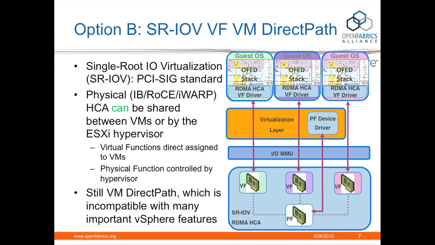Here, when the VF is direct assigned to the virtual machine, you still have an I/O MMU and all DMAs are going straight to the guest. Again, the hypervisor is being bypassed for this. So again, it's incompatible with a lot of the value-add features that virtualization offers.